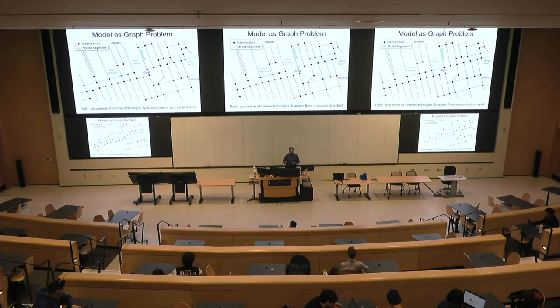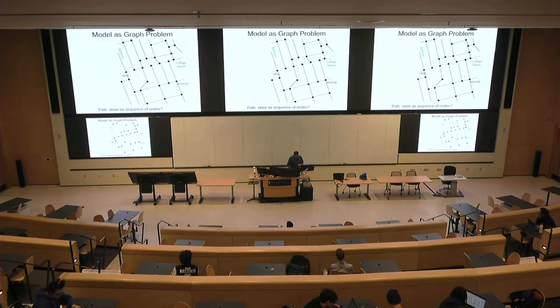A path between two intersections is a sequence of connected edges and nodes. So if I want to go from this source intersection to this destination intersection, I just need to find a path between them. And again, a path is a term that's defined precisely in graphs. It's a connected sequence of nodes and edges that gets you from the source to the destination. Okay, so I just drew what a path looks like.